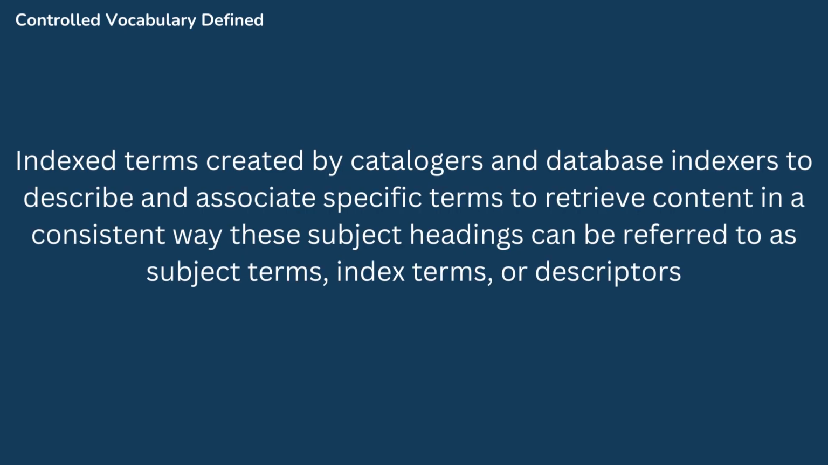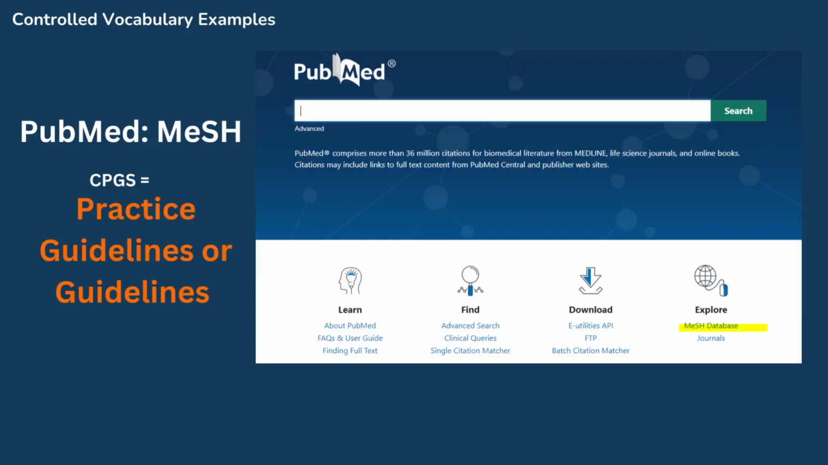Controlled vocabulary can be defined as index terms created by catalogers and database indexers to describe and associate specific terms to retrieve content in a consistent way. These subject headings can be referred to as subject terms, index terms, or descriptors. Each database calls their controlled vocabulary something a little different.